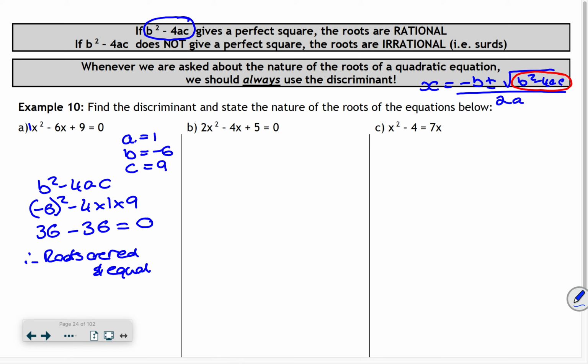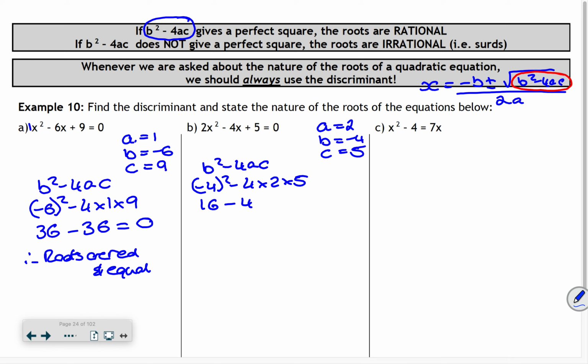Okay. The next bit we have here, a is equal to 2, b is equal to negative 4, c is equal to 5. So b squared minus 4ac, so that will be minus 4 squared minus 4 times 2 times 5, so that will be 16 minus 40, which will give me minus 24. Sorry, I said minus 34 before, I should say minus 24. Be good if I can count.